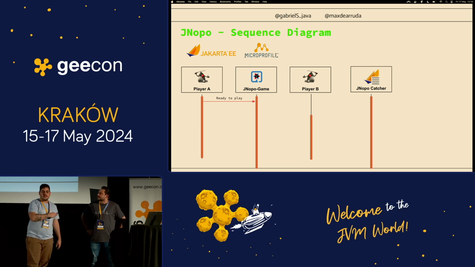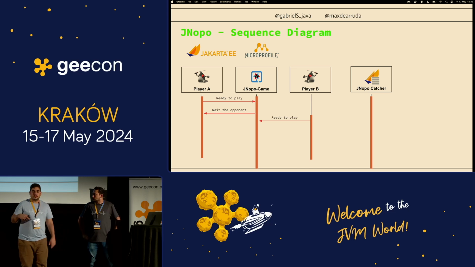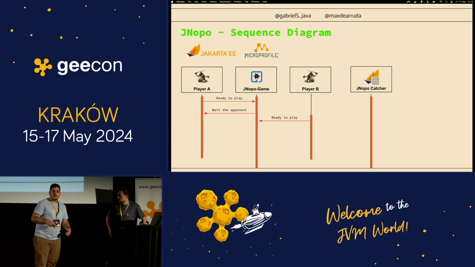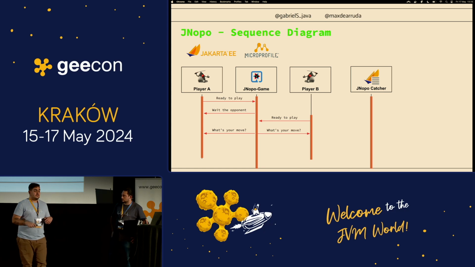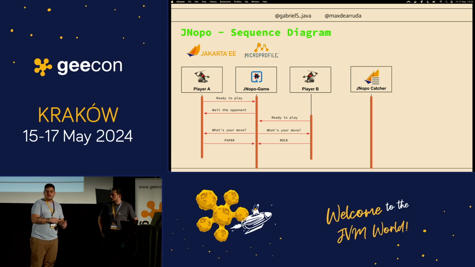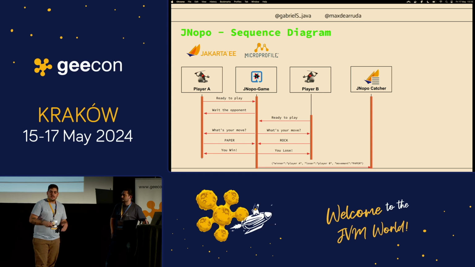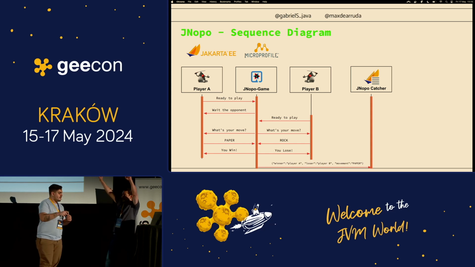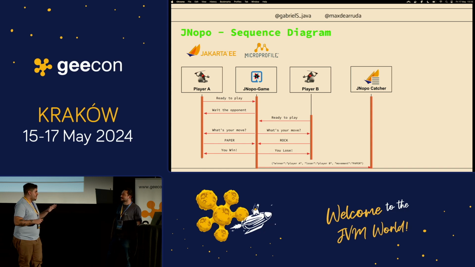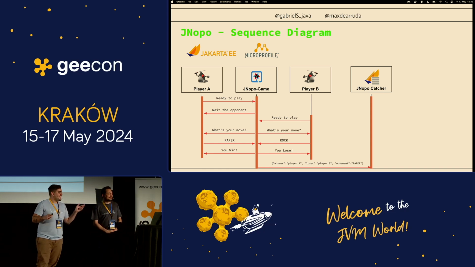And the first time, the player asks the Quarkus application if there is a player to join, and after that player B enters, starting the fight. You need to select your move, and after this it shows the result. The Jakarta layer gets the information and puts it in the databases.